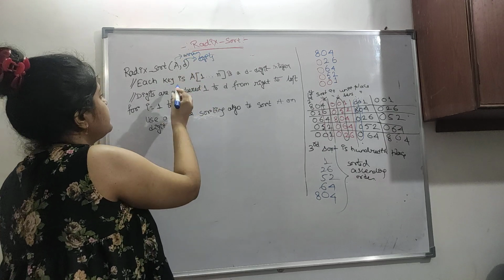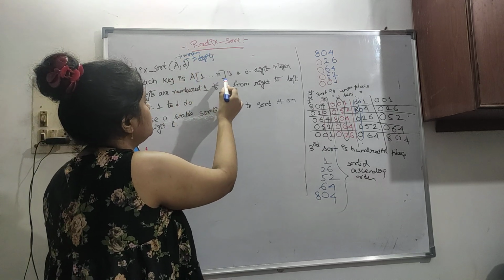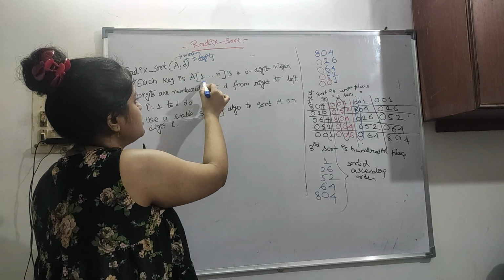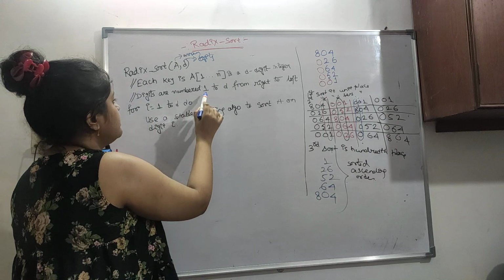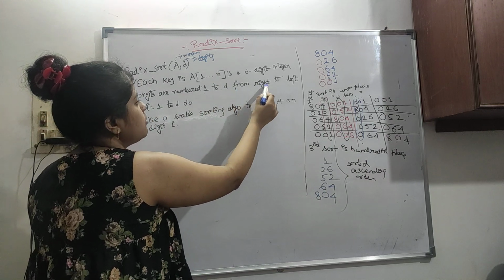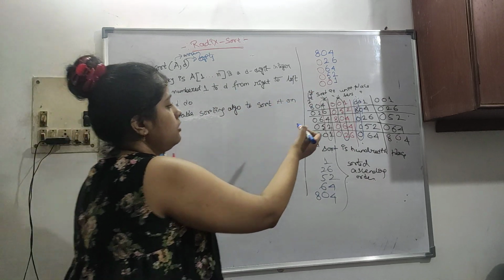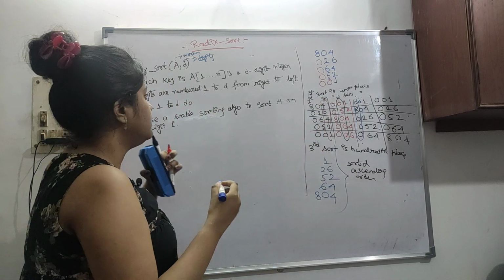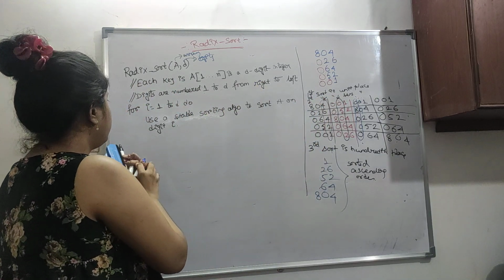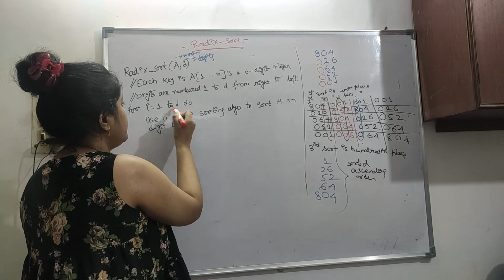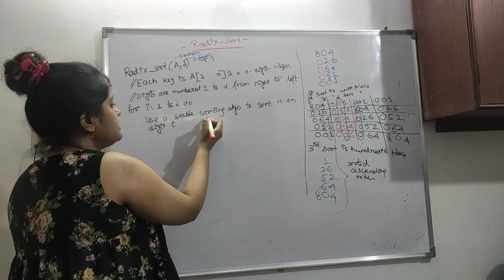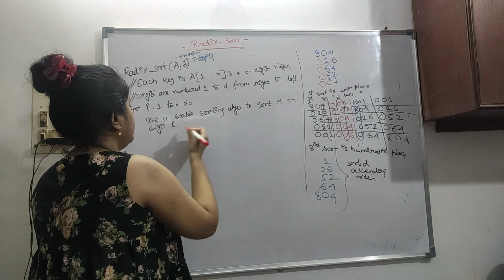Each key is ranging from 1 to n. Key means this array is ranging from 1 to n, where the numbers have D digits. The D digits are numbered from 1 to D, from right to left. I have already told you, we are going right to left. For 1 to D, use a stable sorting algorithm to sort A on digit I.